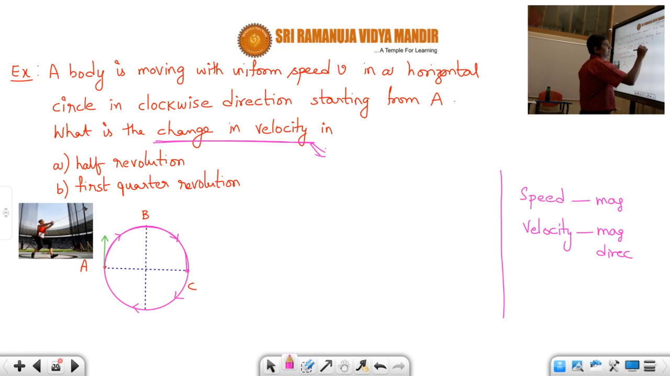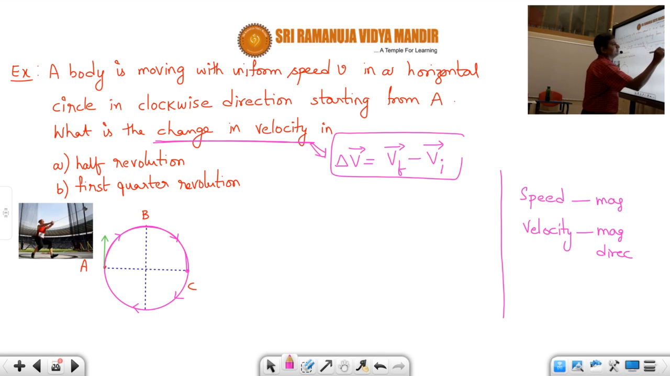Whenever they are asking change in velocity, change is represented by delta, students. Change in velocity is nothing but the difference. That means final velocity minus initial velocity, students. This is the definition of change in velocity. Whenever we are asked change, it means final displacement minus initial displacement. That is the actual meaning of change. So delta V bar, delta represents change, is equal to Vf bar minus Vi bar. So now they are asking, students, in half revolution.